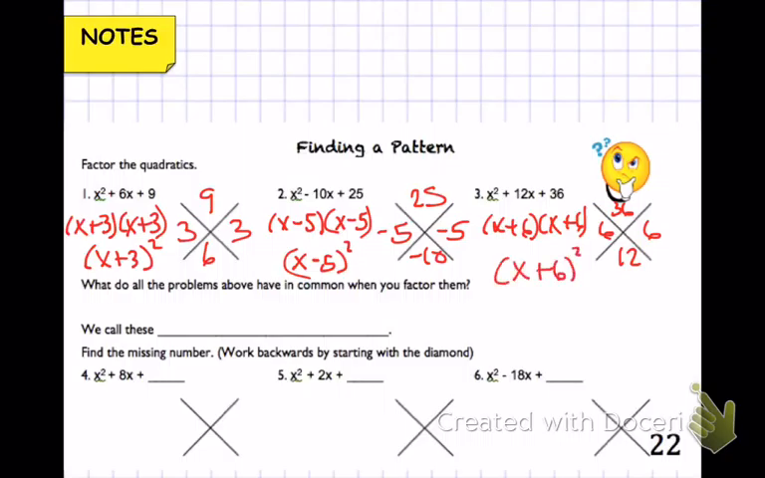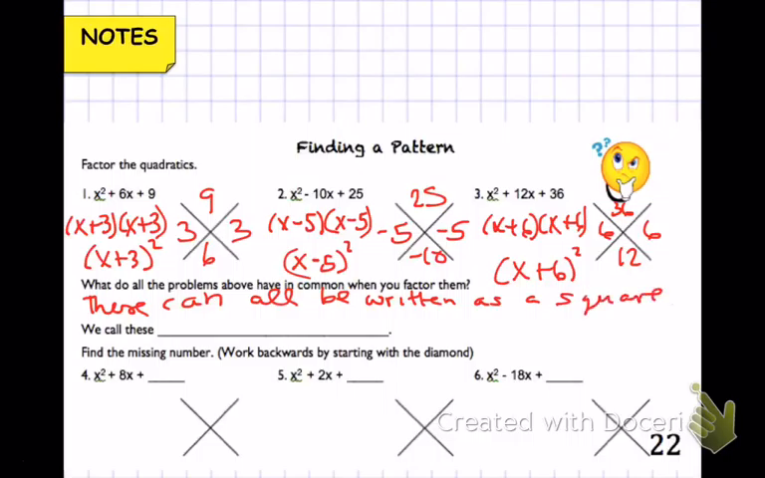All right, so what do all the problems above have in common when you factor them? So think about it. If you look at all the answers, they're all perfect squares. They're all written as two factors, the things in the parentheses that are exactly the same. So these can all be written as a square, as a power of 2.